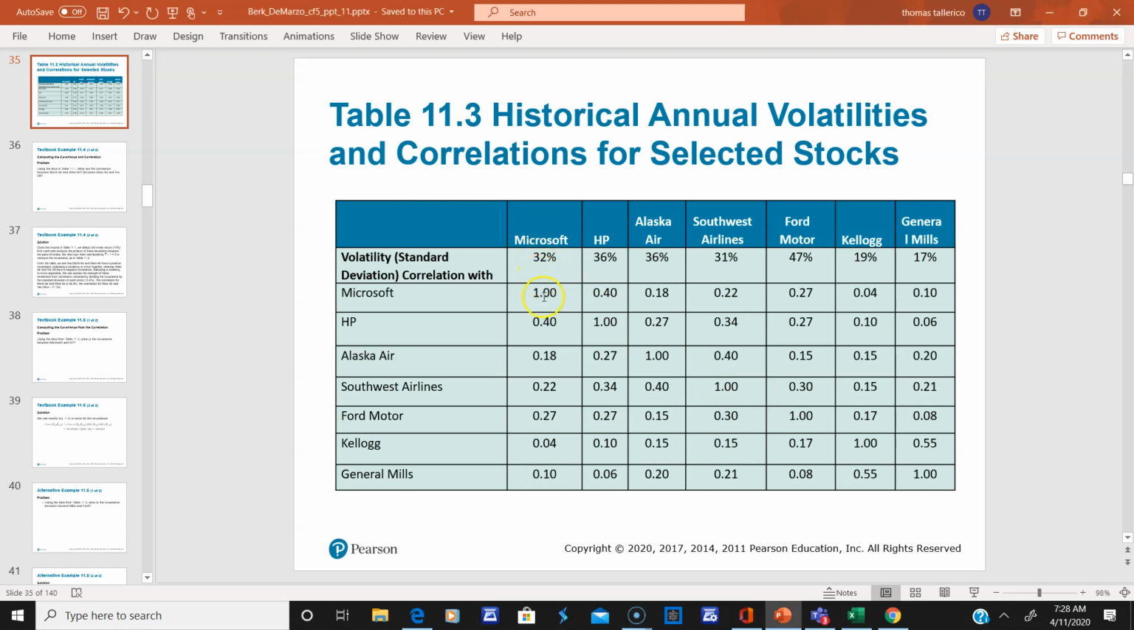But the important stuff is Microsoft correlated with HP is a 0.4. So you can see when one goes up, they're kind of in the middle movement-wise. They're not totally correlated. And obviously Microsoft and Alaska Air have very little correlation. They don't move in the same direction all the time. Especially look at Kellogg. There's basically no correlation at all between Microsoft and Kellogg. They just don't move together.